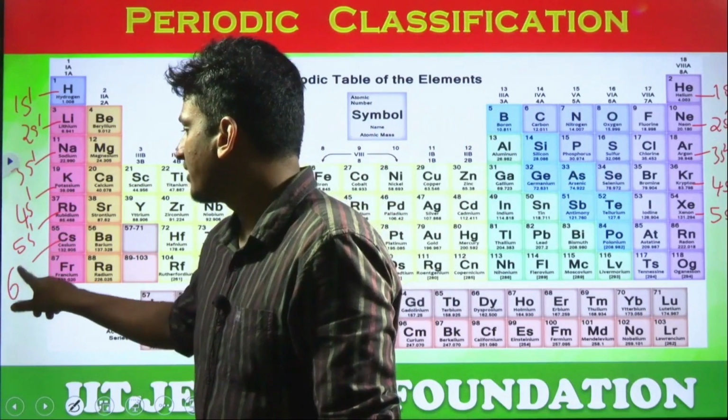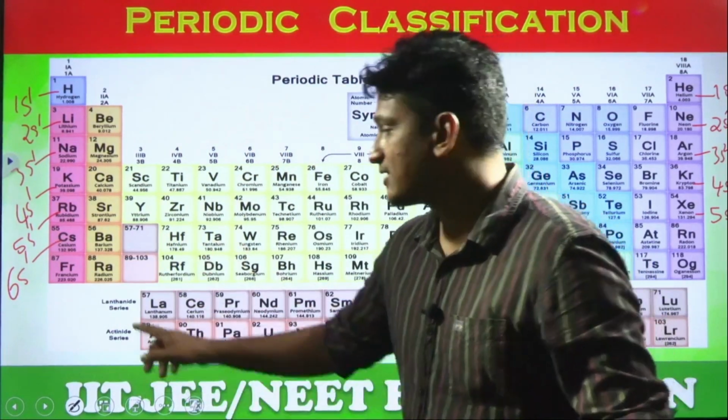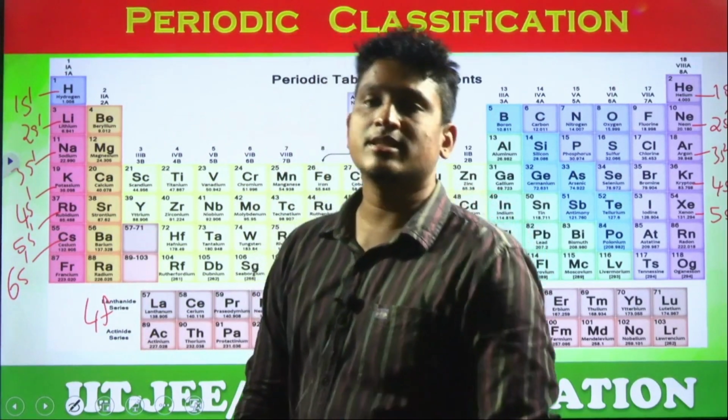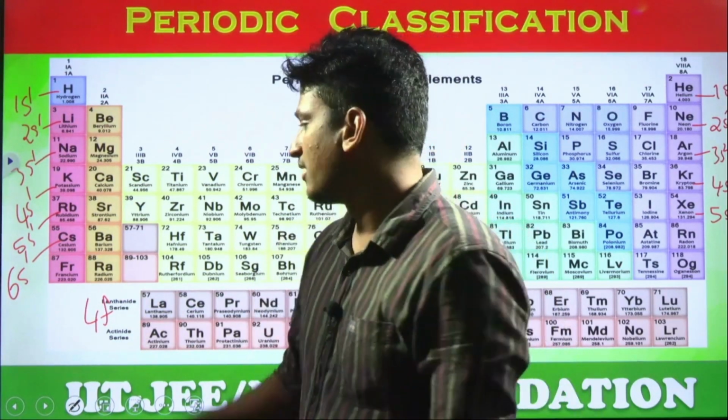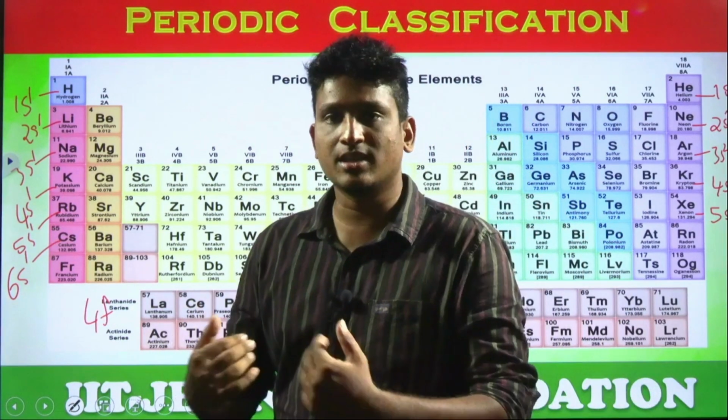Next elements enter into the sixth shell, sixth period, 6s1, 6s2. After 6s, electrons enter into the 4f, 14. Yes, sir, now 4f, f maximum can accommodate how many electrons? 14 electrons. 4f1 to 4f14, which are placed at the bottom of the periodic table. Why they are placed, that we will discuss.